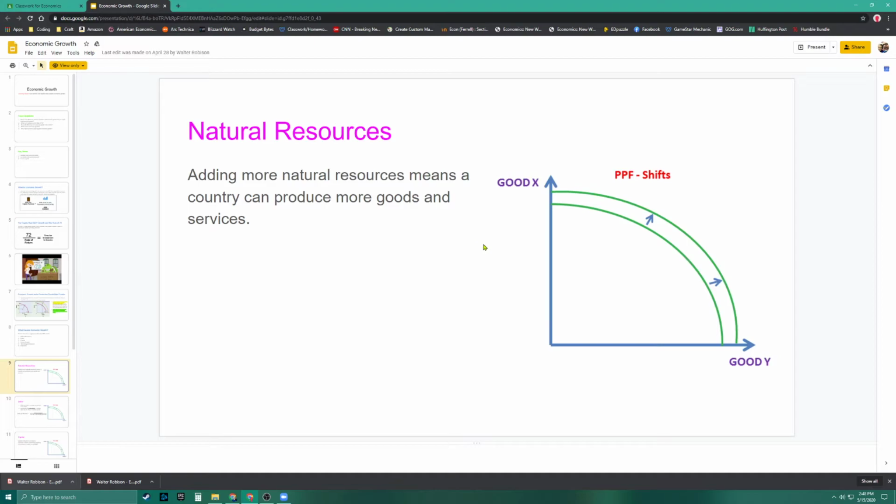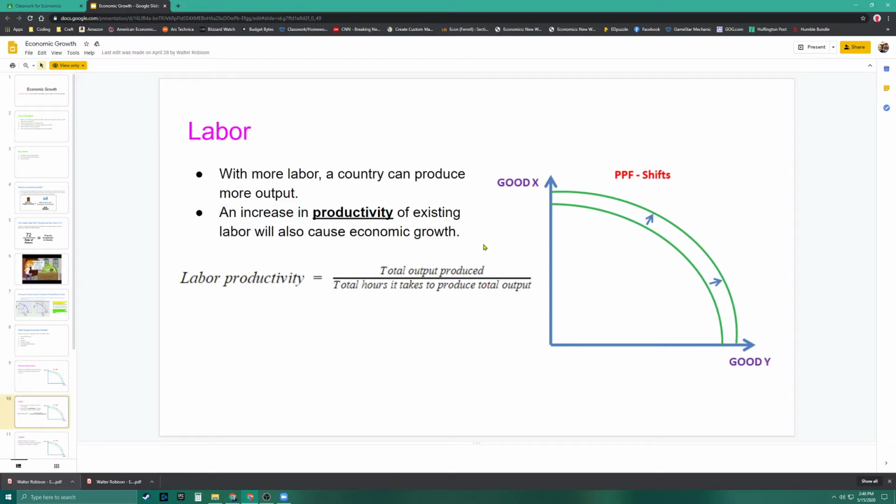So natural resources means just what it sounds like. It's new resources that you can use to produce goods and services. Labor means more people, and those people can be used to produce more goods, or their productivity is increased, okay? So labor productivity is your total output, the number of goods that you've made, divided by the hours it takes you to produce the total output. And your productivity will increase with things like education, experience, some sort of motivation.